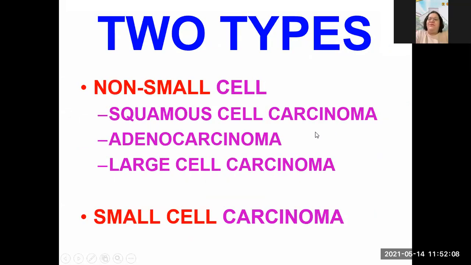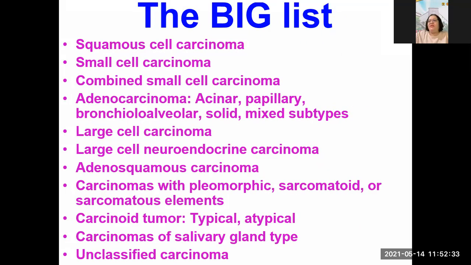So there are two types of lung cancer: non-small cell carcinoma and small cell carcinoma. The non-small cell carcinoma is further subdivided into squamous cell carcinoma, adenocarcinoma, and large cell carcinoma. So this is the big list, what we call the big list: squamous cell carcinoma, small cell carcinoma, combined small cell carcinoma, adenocarcinoma, large cell carcinoma. So this is listing down the different carcinomas.